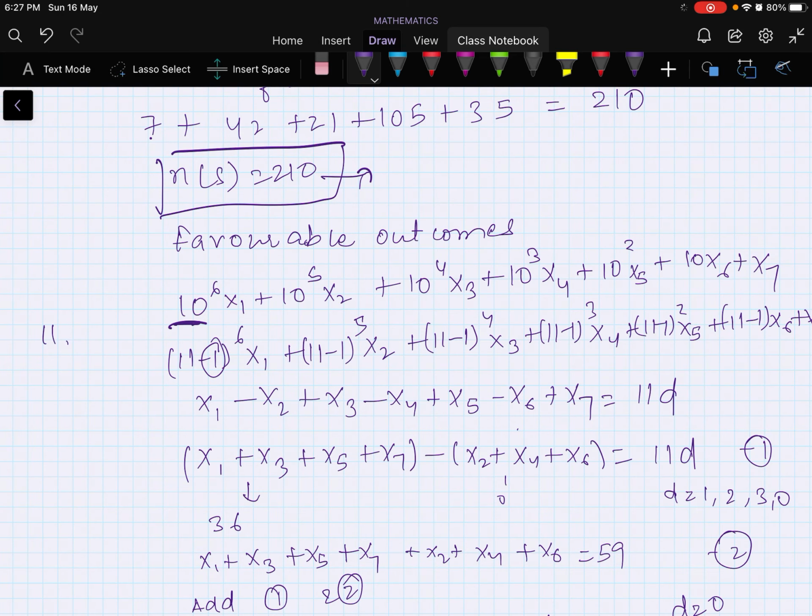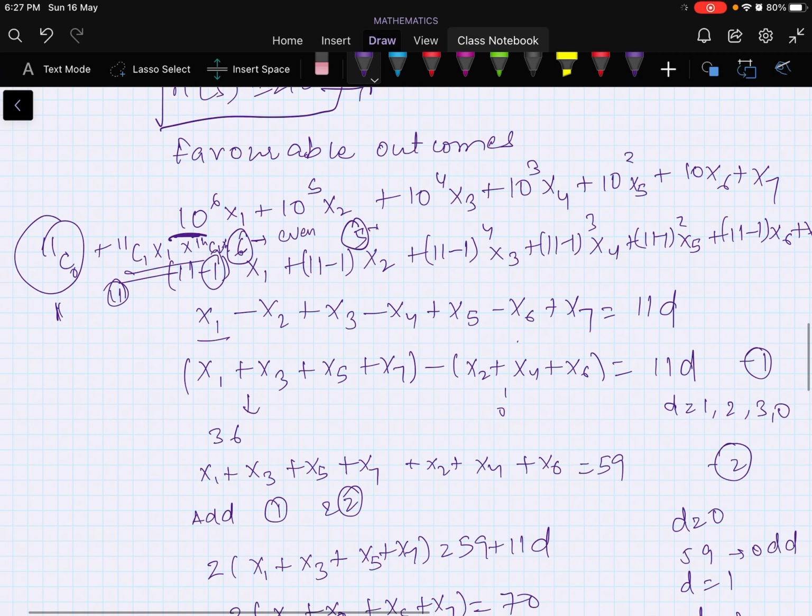because of the 1 that comes, suppose 11C0, that is the term 1, plus 11C1 x1, plus 11C2 x2, these all terms will be divisible by 11. Only the term with 1 is left. Since 6 here is even, the 1 will be positive here. For x1, 5 is odd, so the 1 that came after the expansion here will be negative. Similarly for all other terms, x1 minus x2 plus x3 minus x4 plus x5 minus x6 plus x7 must be equal to 11 into d.